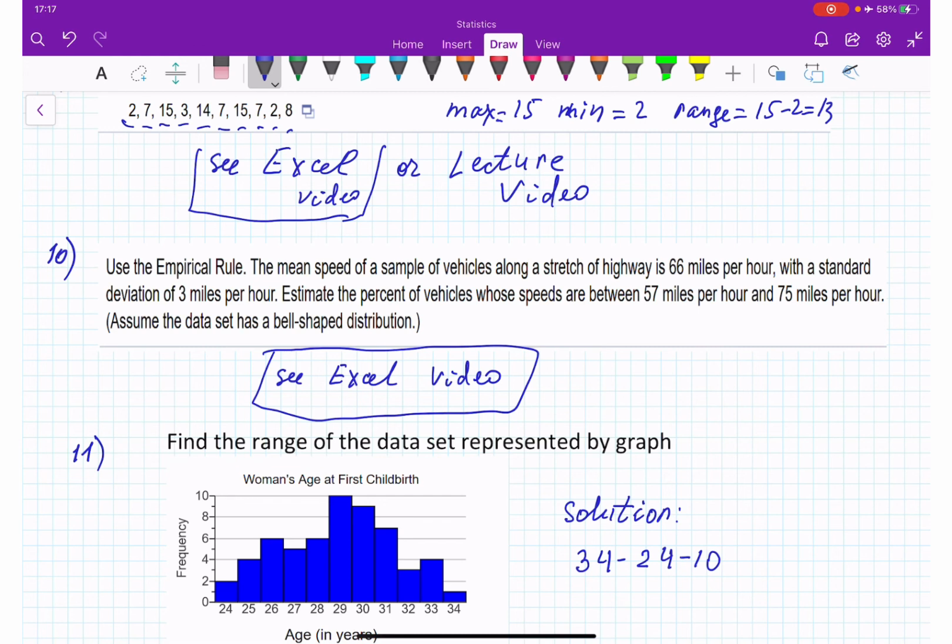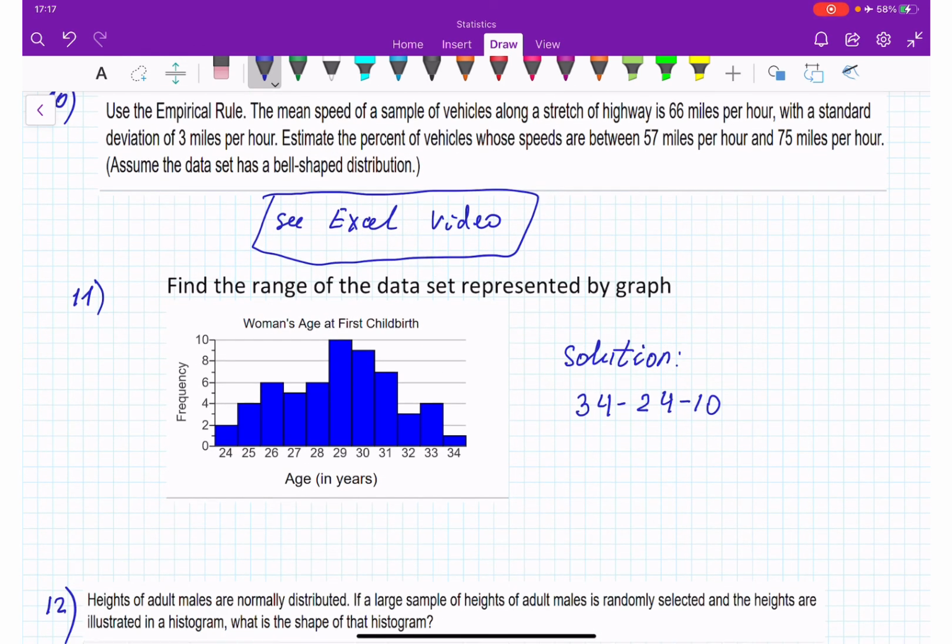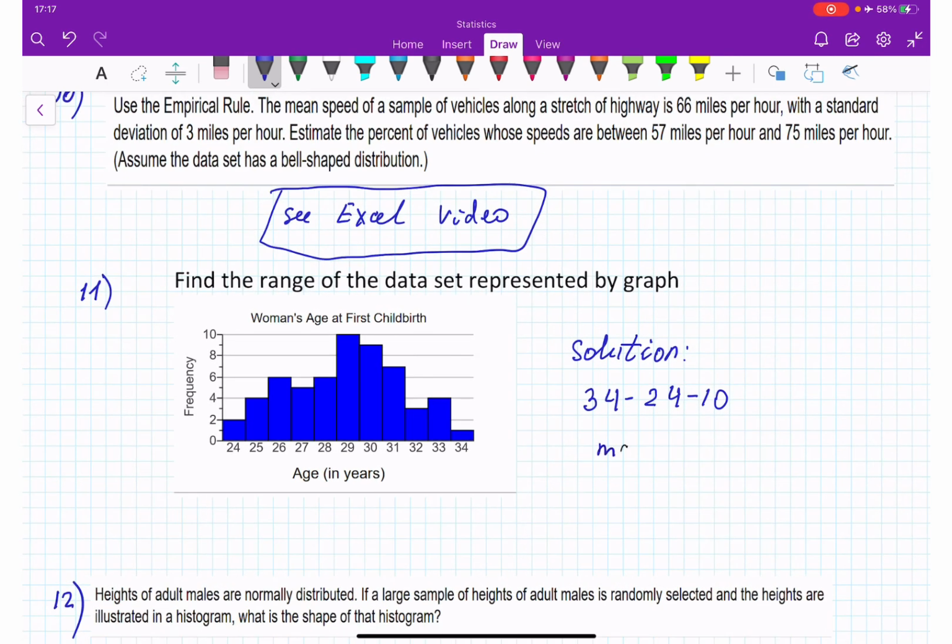Empirical rule. Question number 11. Find the range based on the histogram. So to find the range, what do we do? Maximum minus minimum, yes? And it comes right here. Maximum is 34, minimum is 24. So the range is going to be 10. As easy as it can be. But it's not always going to be easy. As we move further, there will be more interesting word problems. So it's just the beginning. Those are easy problems.